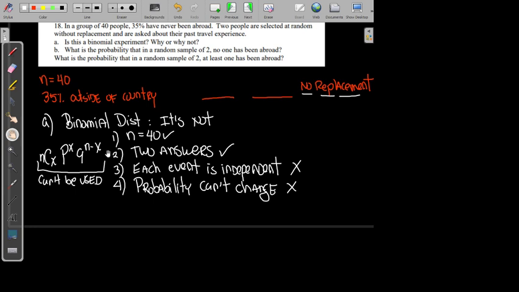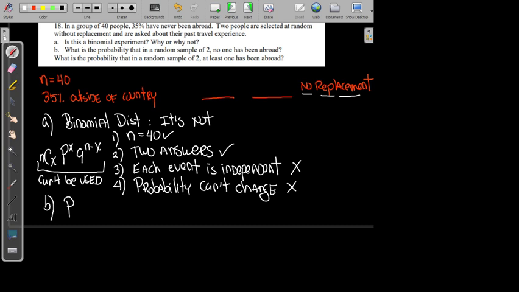It looks great. So what is the probability? There are two questions there if you see it. What is the probability that in a random sample of two, no one has been abroad? So we need to find that question first, right? B has two parts. So let's answer part B.